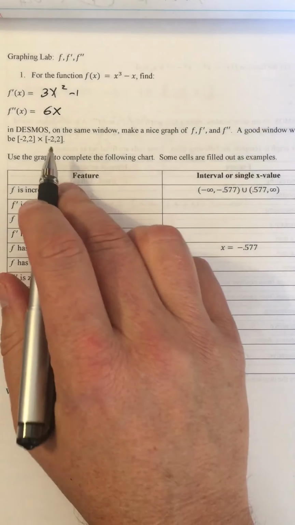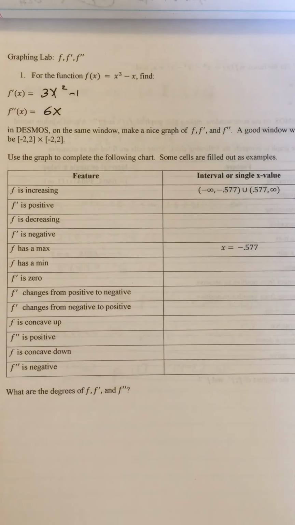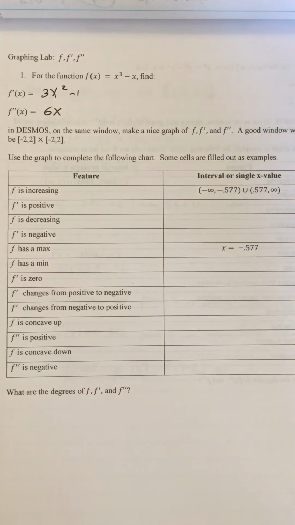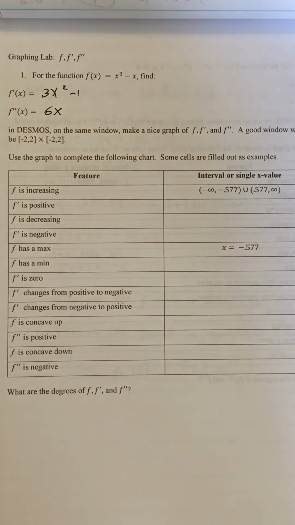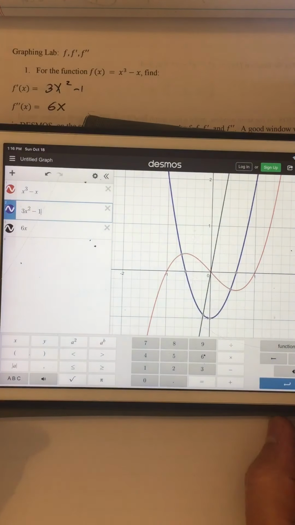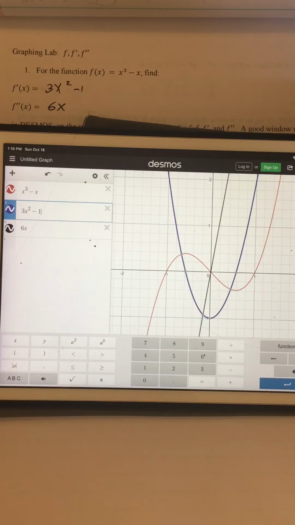Now, it says to use Desmos this time because Desmos is just so wonderful. You should download Desmos on your phone or use it on your computer or on your iPad. And then get a window of -2 to 2 by -2 to 2, of all three of these. So here they are. f is red, f prime is blue, f double prime is black. Here they are all listed out here.